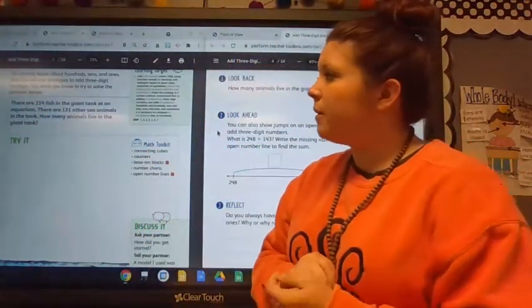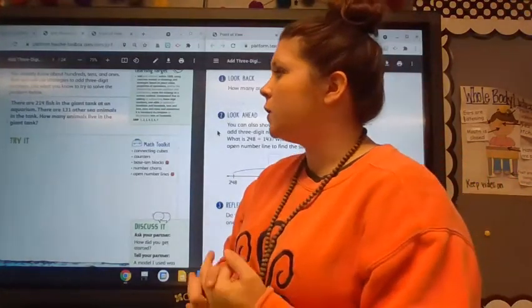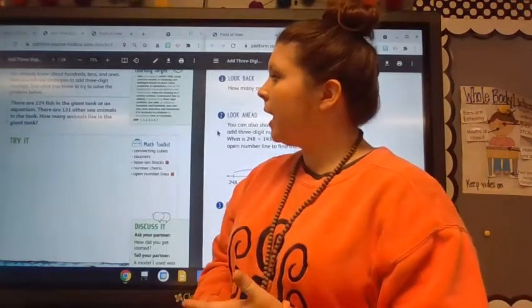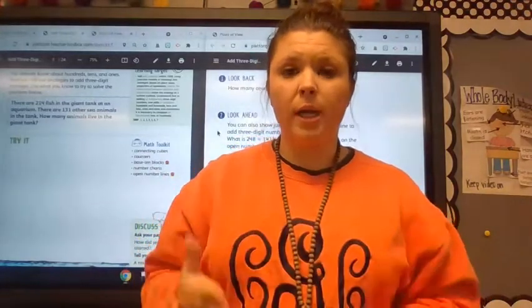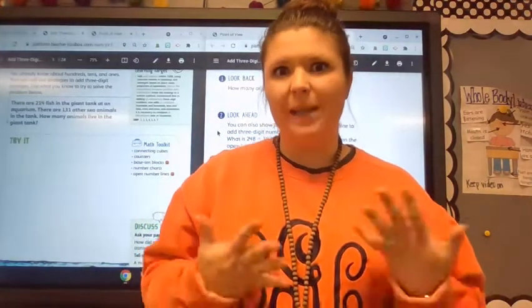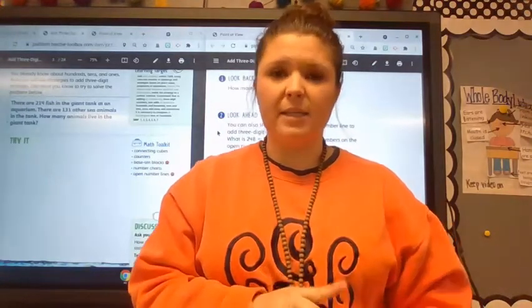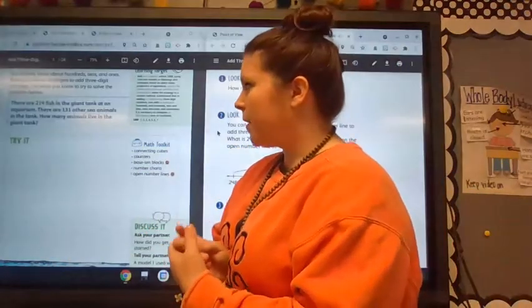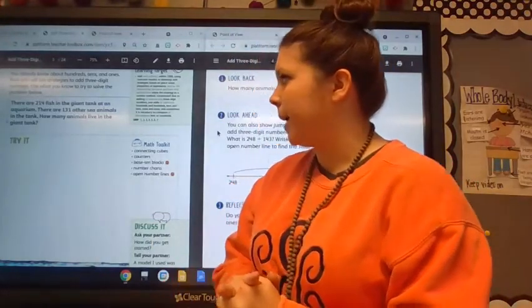All right, now let's read it again. There are 214 fish in the giant tank at an aquarium. There are 131 other sea animals in the tank. How many animals live in the giant tank? We want to know how many animals there are in the giant tank. We've got to figure that out because they didn't tell us that, did they? Let's see what information they did tell us to help us figure out how many animals are in the giant tank.